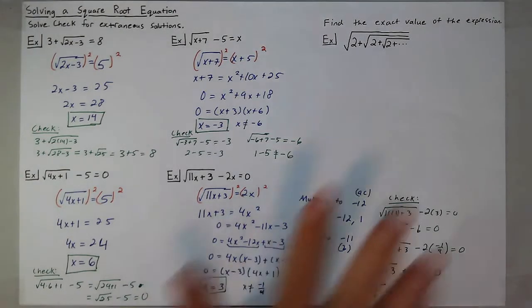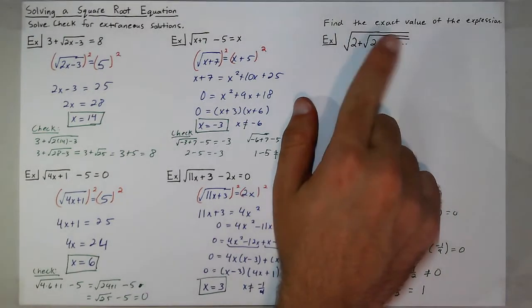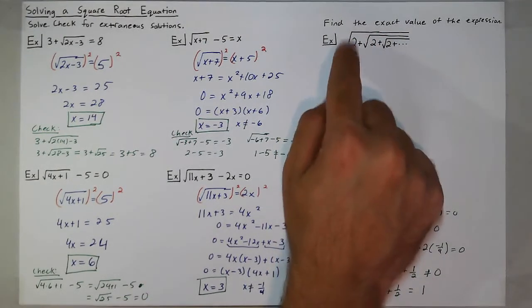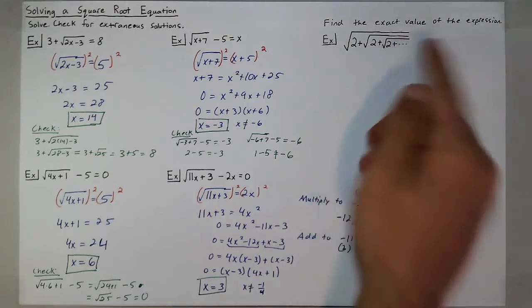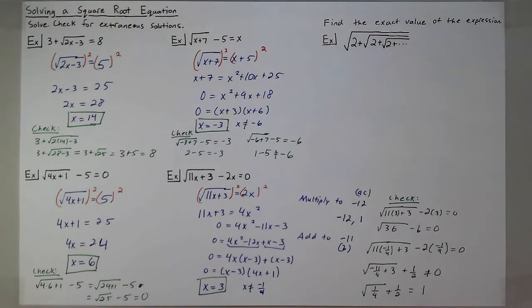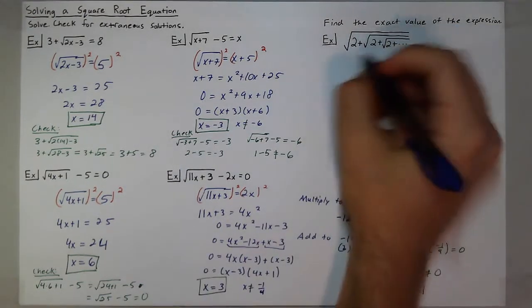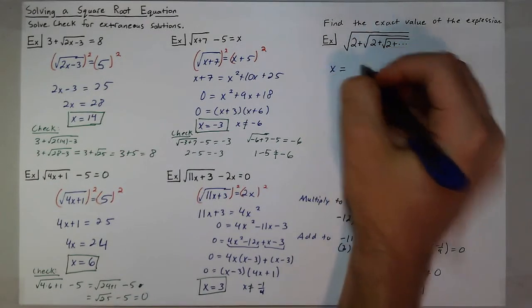Now the last problem I want to talk about is a unique one called a repeated radical problem, where you have the square root of 2 plus inside of that the square root of 2 plus the square root of 2 plus the square root of 2, and it goes on forever. Now how do you handle a repeated radical problem like this? How do you find its exact value? Well, the best approach is actually to take that expression and just set it equal to some variable.